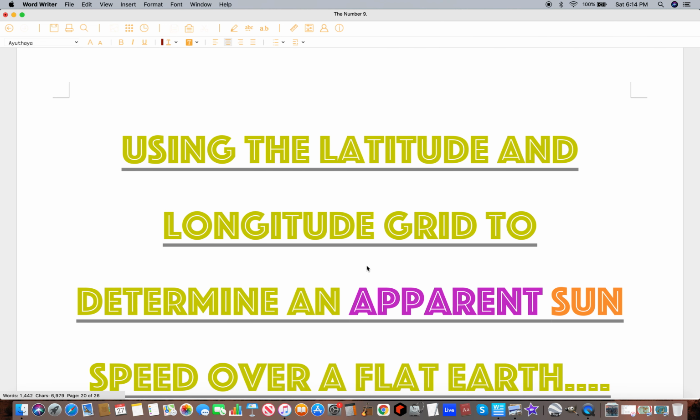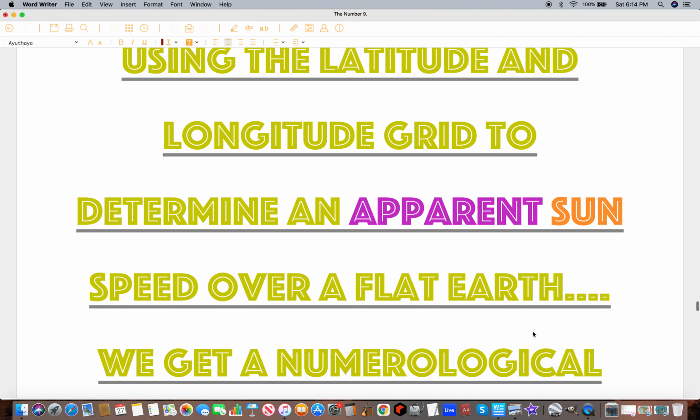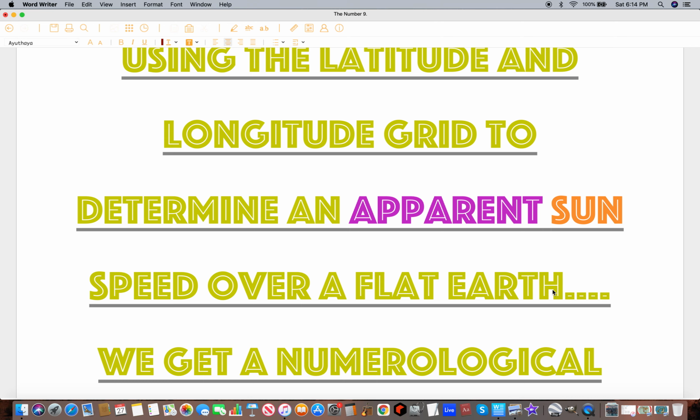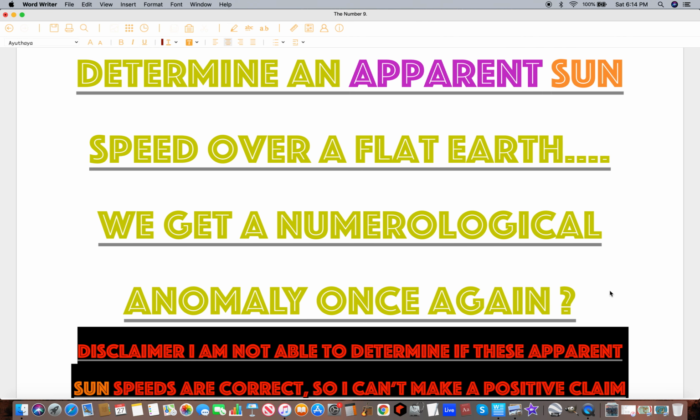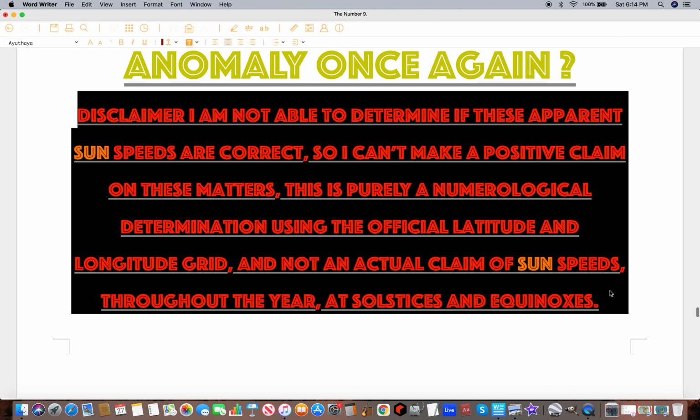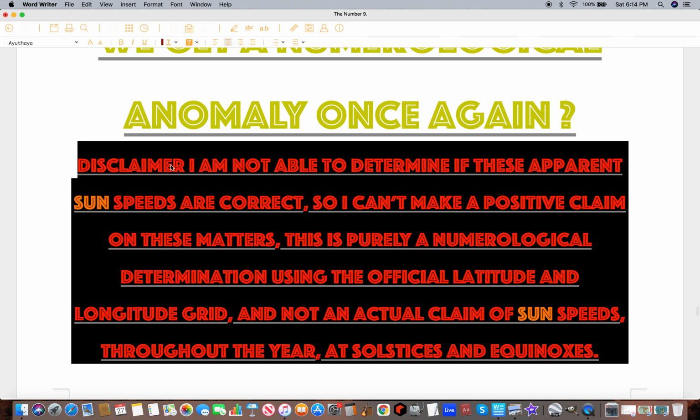Using the latitude and longitude grid to determine an apparent sun speed over a flat Earth, right, we get a numerological anomaly once again. Okay, this is a disclaimer I have to put out. Disclaimer, I am not able to determine if these apparent sun speeds are correct, so I can't make a positive claim on these matters. This is purely a numerological determination using the official latitude and longitude grid, and not an actual claim of sun speeds throughout the year, at solstices and equinoxes. Sorry, it's a bit dry.